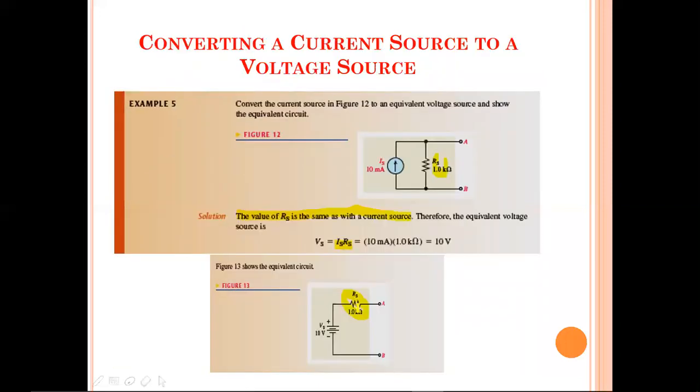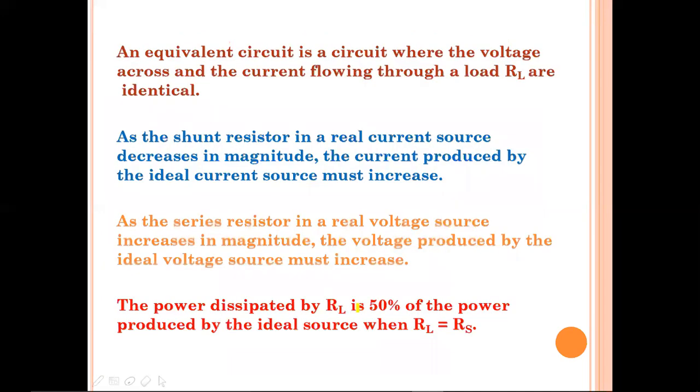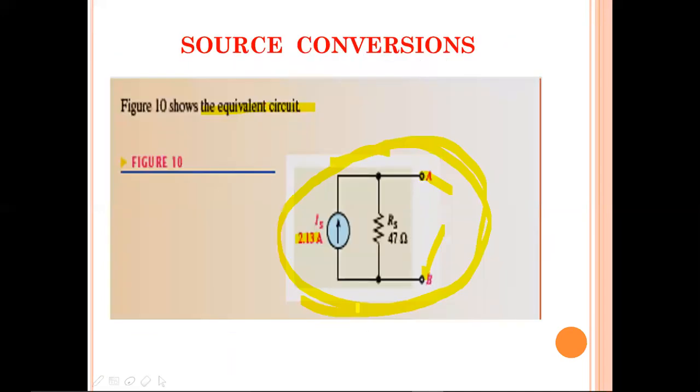So these are the types of problems on source conversions. Let me look at them again. So these are the conversions. Please try to solve more problems related to source conversions. After this, we will go for the theorems in our next session.